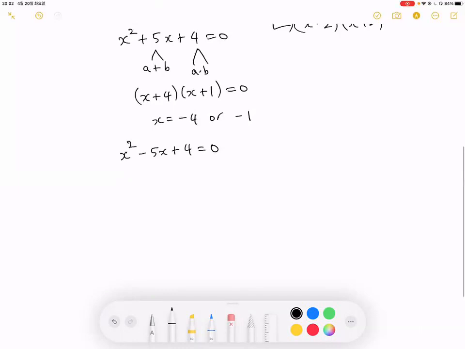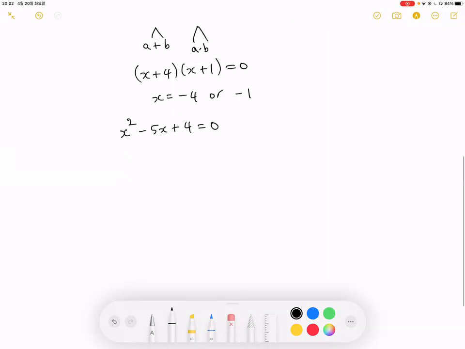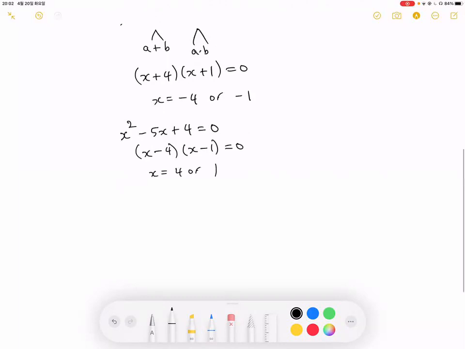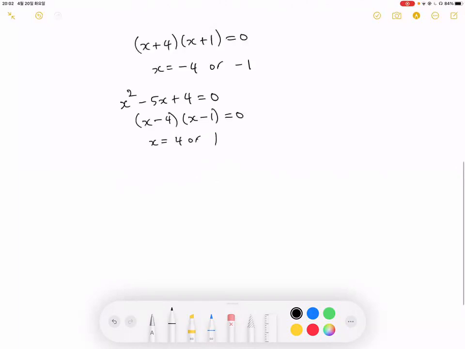And same logic applies here, a plus b for -5, and a times b for 4. So you can pause the video, but I'm just going to write the answer down for you guys. So the answer to the question would be x minus 4, and then x minus 1 equals 0. So the answer to this would be x is equal to 4 or 1. Okay, so I hope that makes sense.